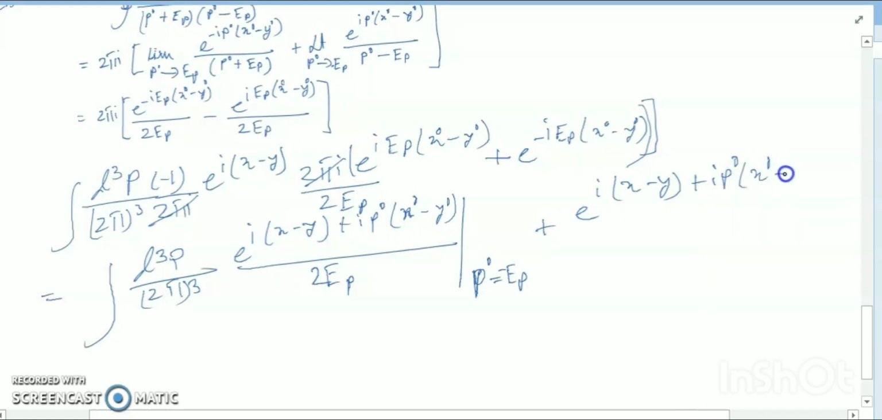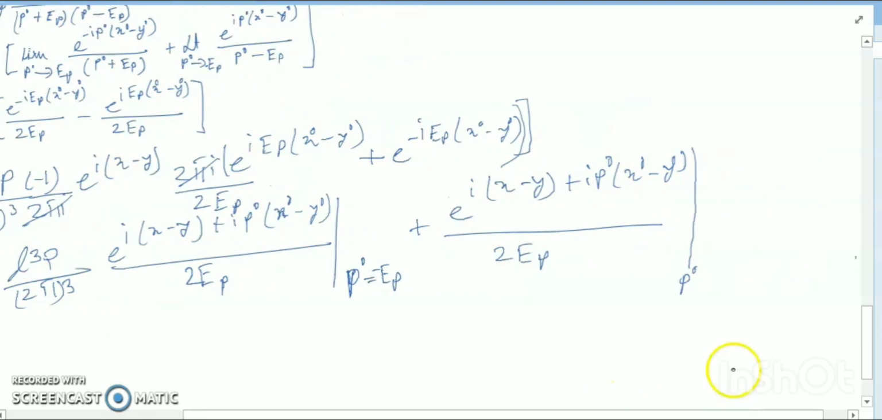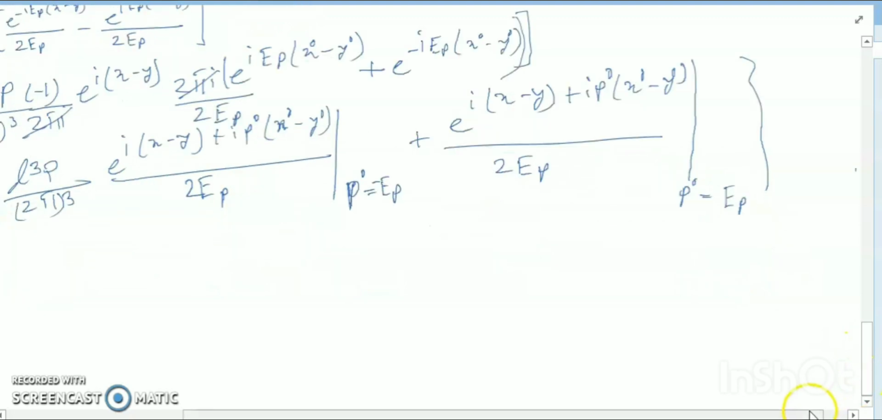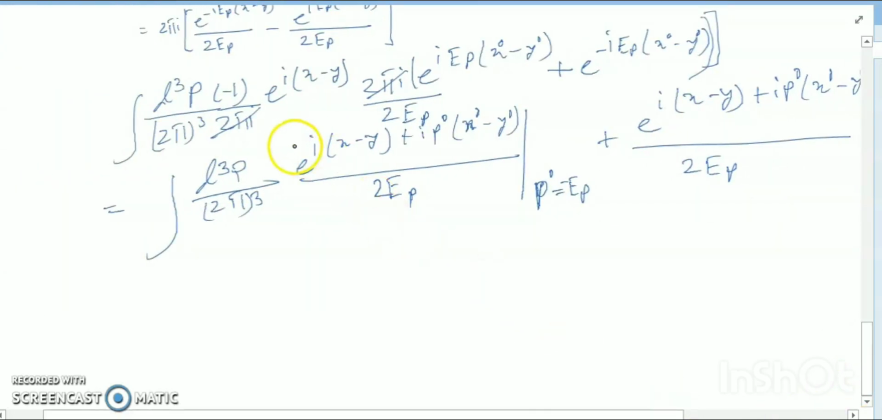So p0 equals minus ep, p0 equals ep. This way I can get... Now you see that -1 is multiplied by this term. This term could be written as p x comma y.